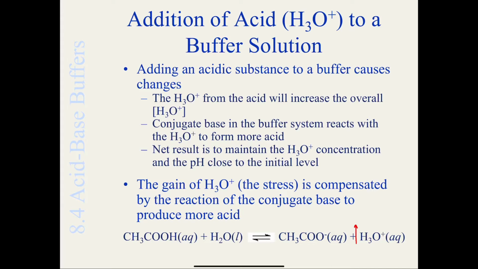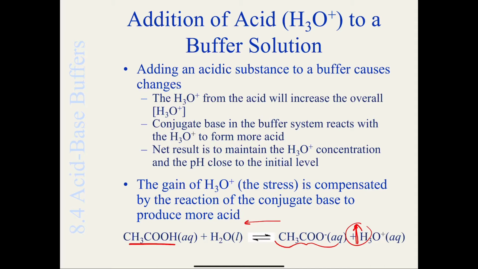The conjugate base in the buffer is then going to react with that hydronium in order to form more of my weak acid. So what it's saying is if I increase the amount of my hydronium, well, I have a weak base right here, and that base is going to react with that hydronium and push the equilibrium to the left to produce more of my weak acid, my acetic acid in this case. The net result is to maintain the hydronium ion concentration and the pH close to the initial level. Again, it's not going to be identical to the initial level, but it will be close.